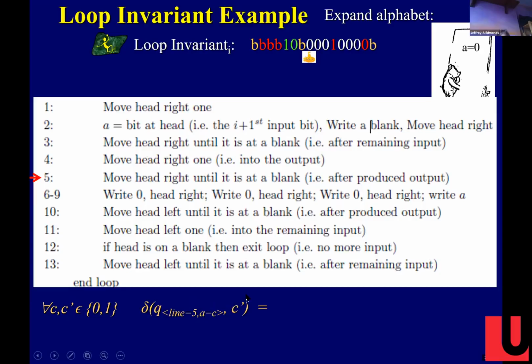C prime is the character I'm reading. I execute the code: I move right until it's a blank. So I busy wait. I stay in state 5. I write that same character and I move the head right. So all I've done is move the character.